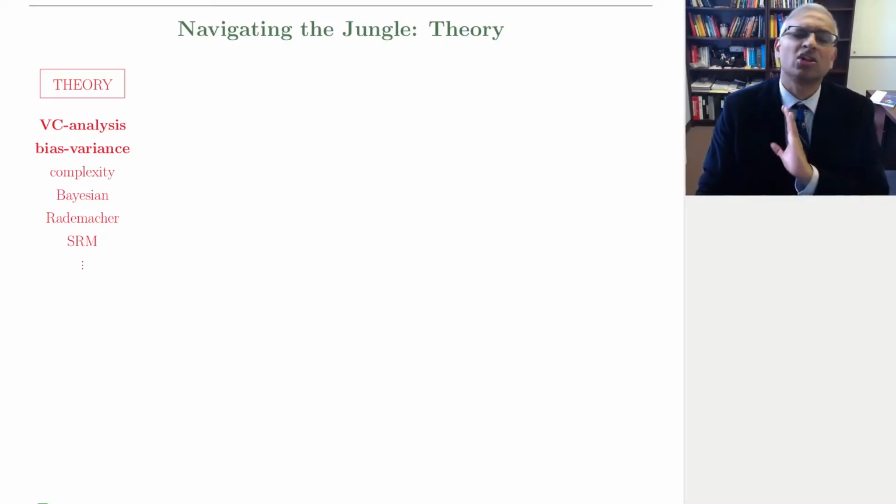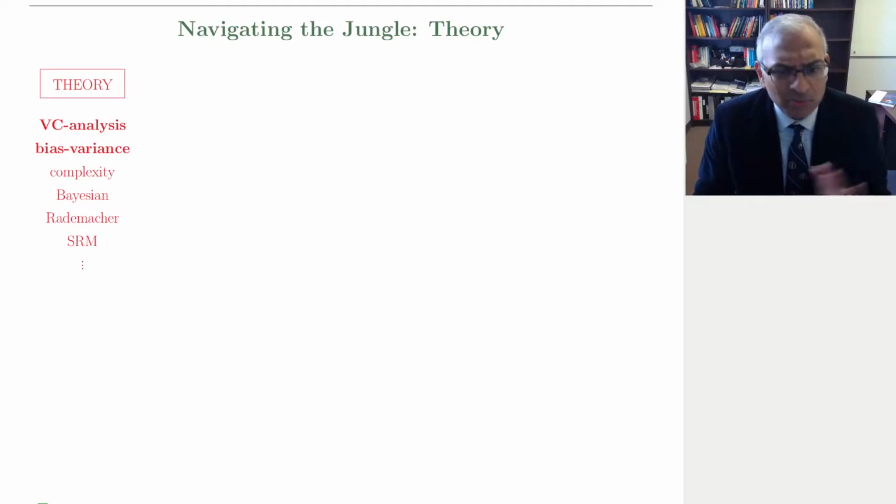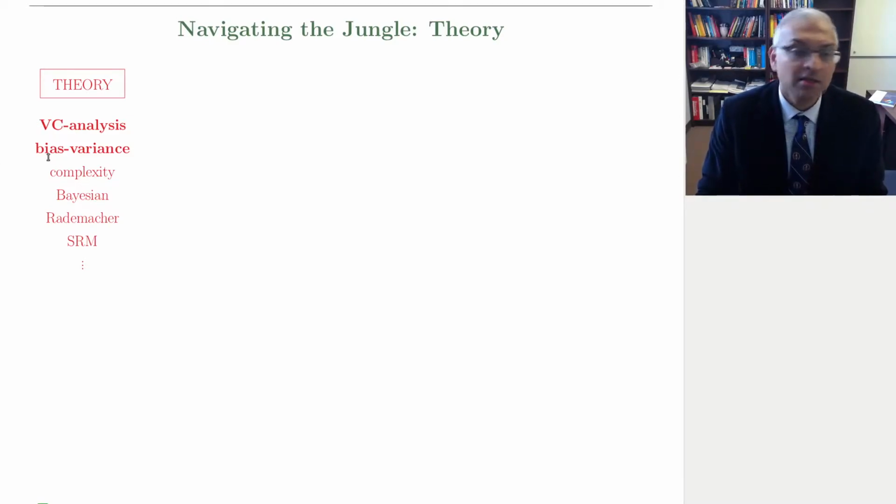Okay, and there's a lot of theory that can be done when it comes to machine learning. We did some of it, not all of it. We just did some of it. And what did we do? We chose the VC analysis and we chose the bias variance analysis, the bias variance decomposition. Now, these are two particularly relevant theories to practice, and that's why we chose them.